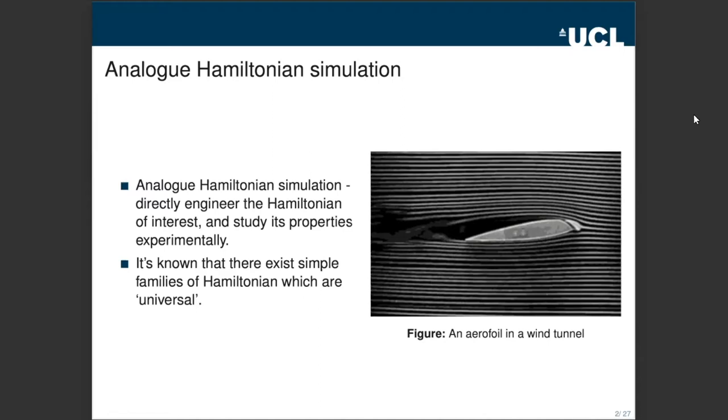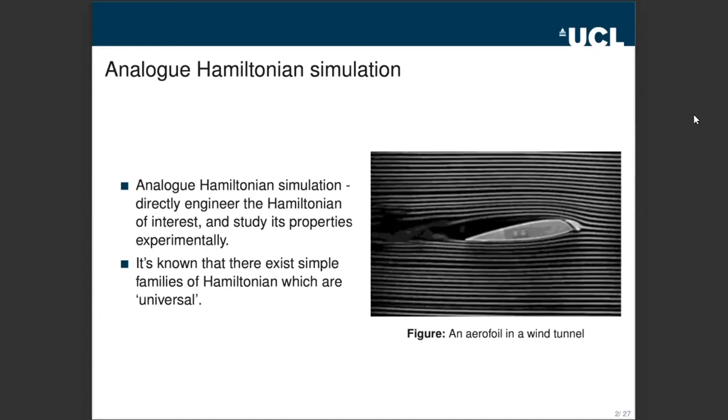So the obvious classical example of this sort of analog simulation is building an aerofoil and studying its dynamics in a wind tunnel. And just as it's easier to study a scale model of an aerofoil in a wind tunnel than it is to study an entire aeroplane, the advantage of artificially engineering a Hamiltonian that models a material of interest is that typically it's easier to measure and manipulate the artificially engineered system.